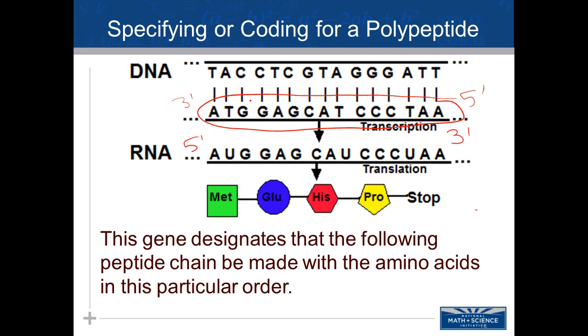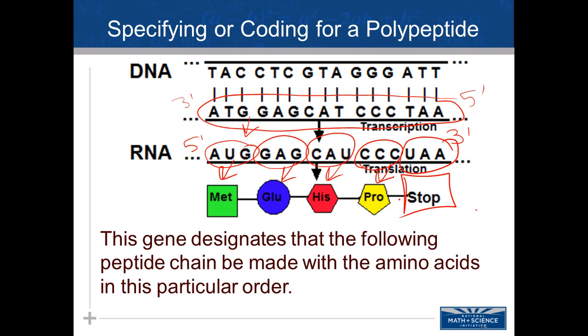When we transcribe it from DNA into RNA, meaning the DNA is used as a pattern or a template to make this RNA molecule, then this RNA molecule is used as a template or instructions to make this protein. Using these codons, AUG represents methionine, GAG represents glutamine, CAU represents histidine, and CCC represents proline. And then UAA means stop. That's where the protein will stop.